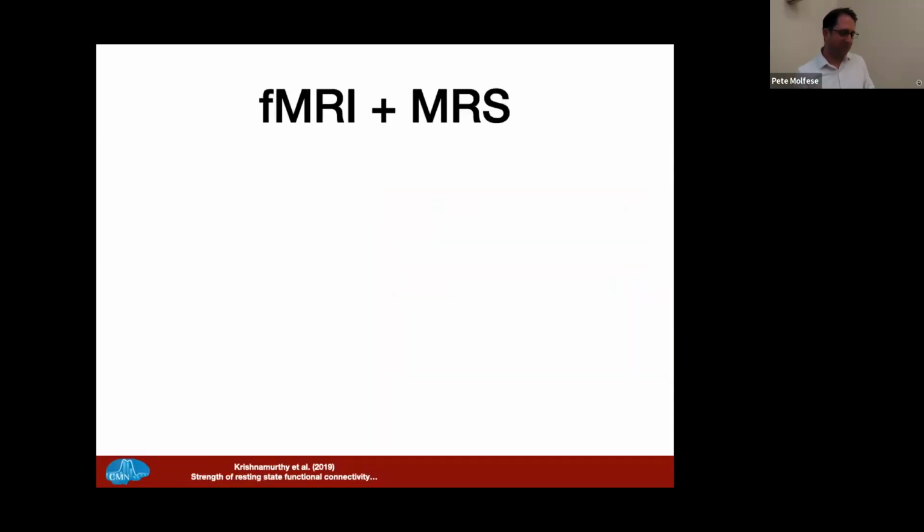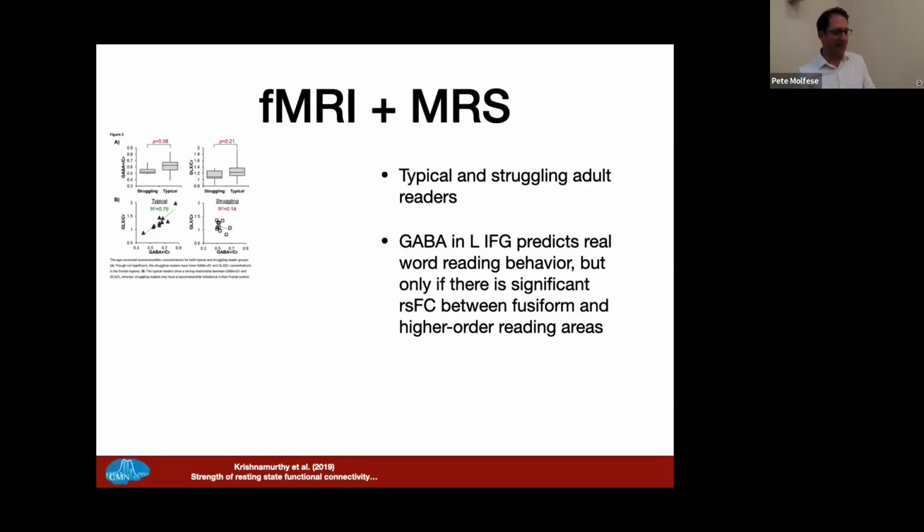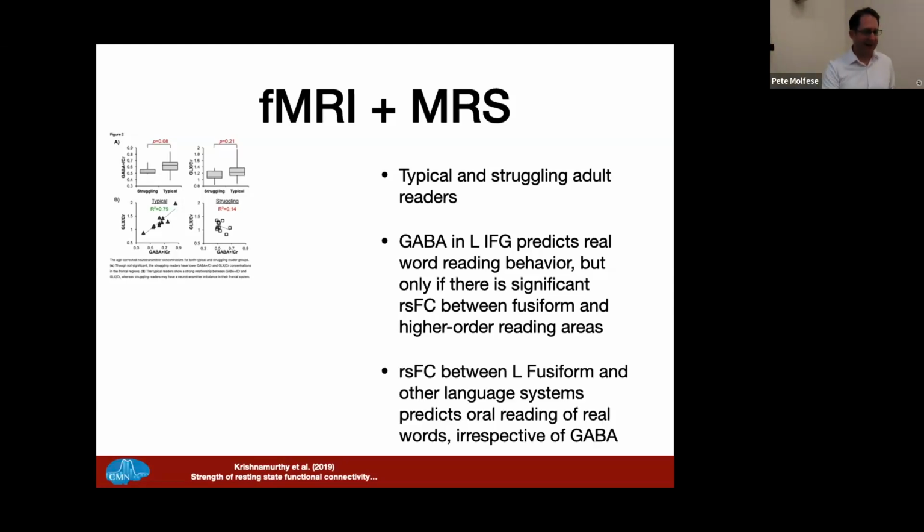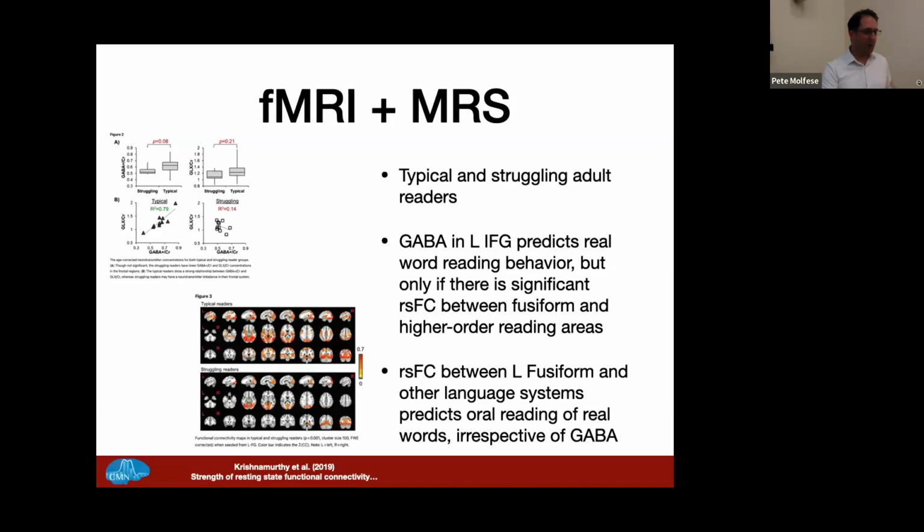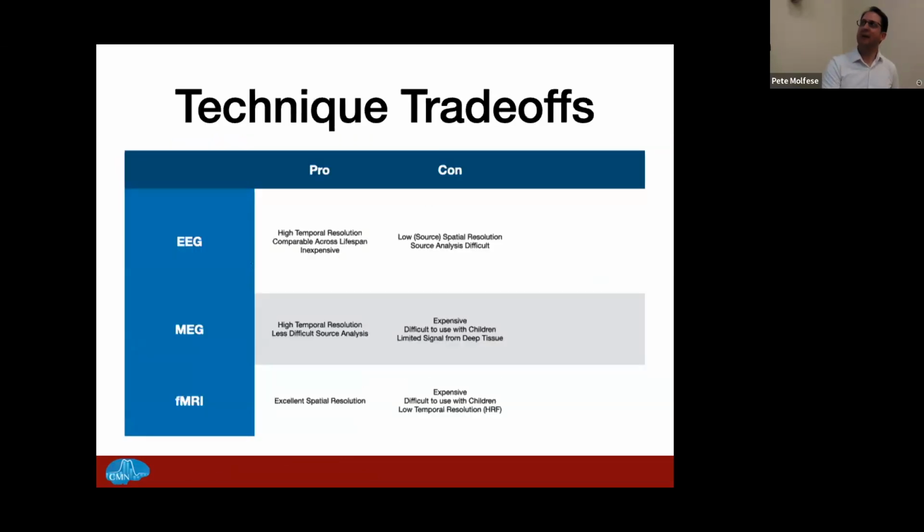You can also do things with fMRI and magnetic resonance spectroscopy. Here they had typical struggling adult readers, and they found that GABA in the left IFG, one of our main reading areas, predicts real-world reading behavior, but only if there's sufficient resting state functional connectivity between different reading areas. And it turns out that this is only true if you have a particular level of GABA at the time. As I said, a lot of things are about trade-offs.